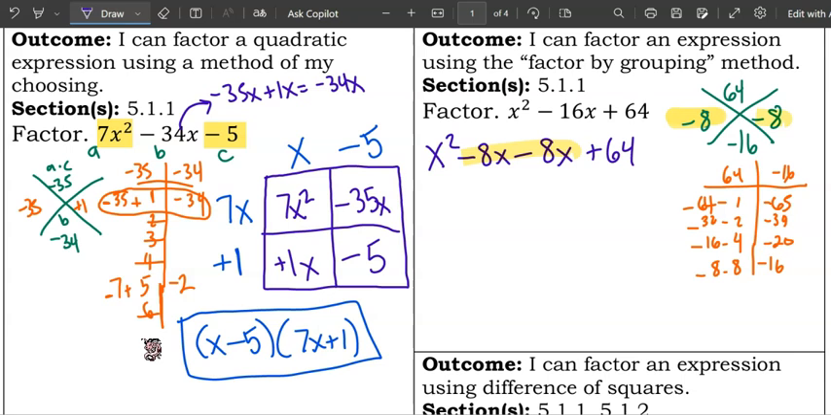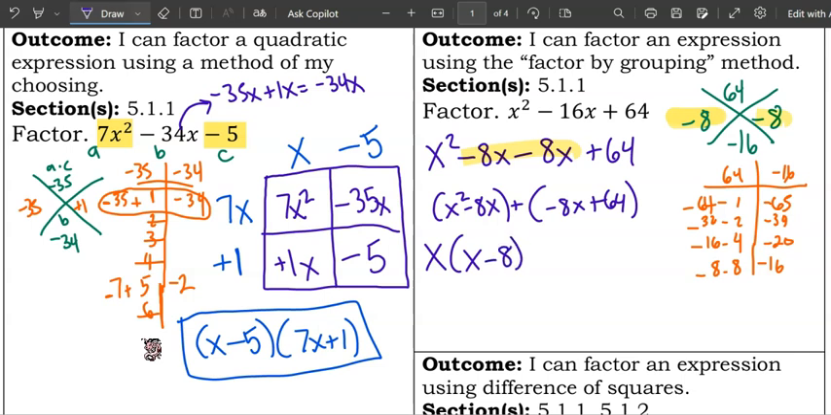From here, we'll group them. We put the first two terms in parentheses, the last two terms in parentheses, and a plus sign in the middle. We'll take out the GCF of each grouping. The GCF of x squared and minus 8x is x. Inside, we're left with x minus 8, because if you divide each of these by x, this is what's left over.